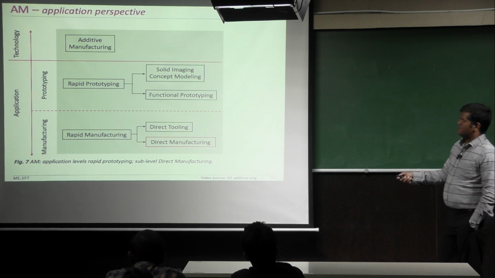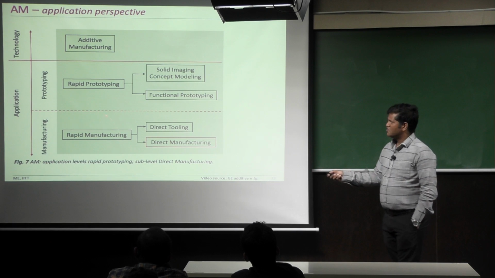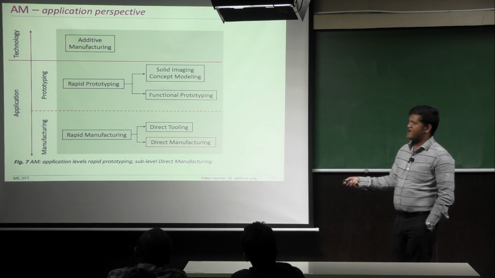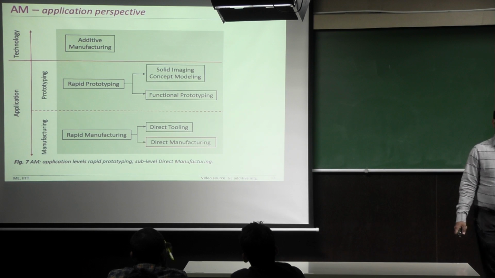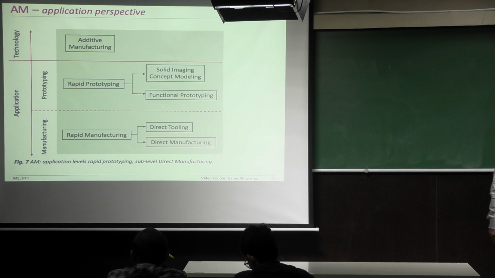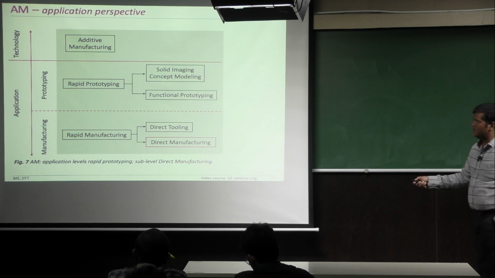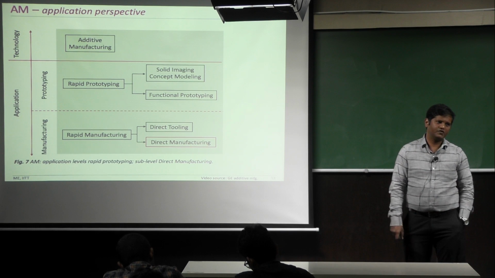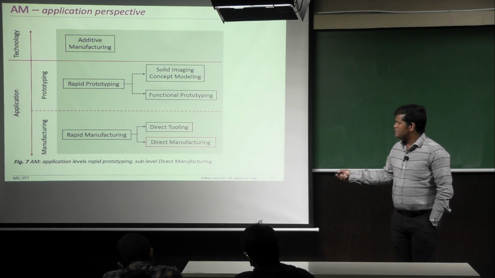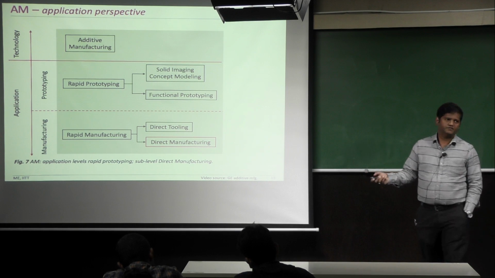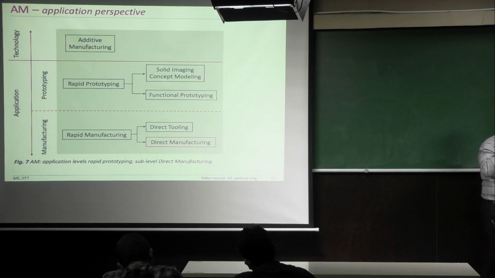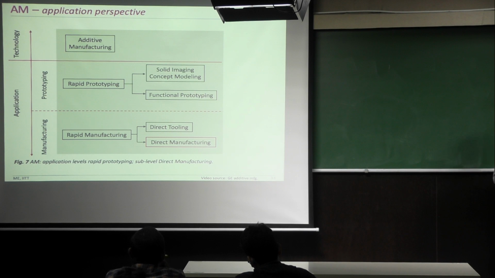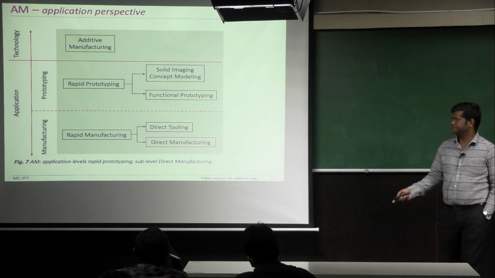So till now we are discussing about the prototyping. So the next important application for this additive manufacturing is the manufacturing, right? That is rapid manufacturing. It is again subdivided into two variants, that is direct tooling and direct manufacturing, okay. So what's the difference between direct tooling and direct manufacturing? Direct tooling is about making molds for the parts. Molds for the parts, okay. Manufacturing is direct manufacturing of components, excellent.